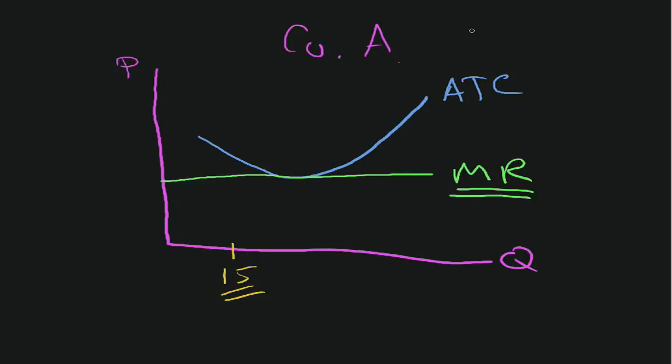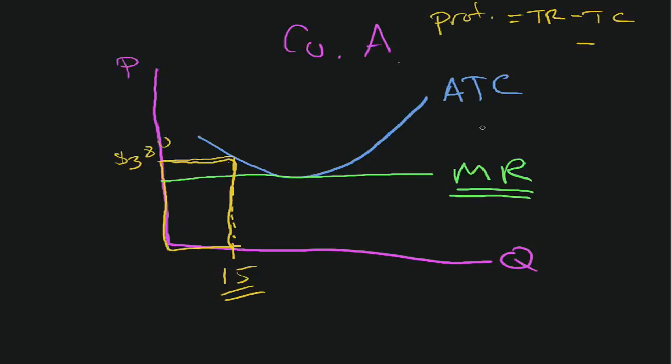What is the total cost? Remember, in the back of our mind, profits equal total revenue minus total cost. What is the total cost? Well, if we go up from 15 here, the average cost is up here at about $3.80. So the total cost is this big rectangle here. That's our total cost. Check.